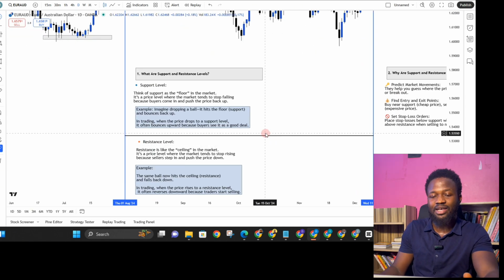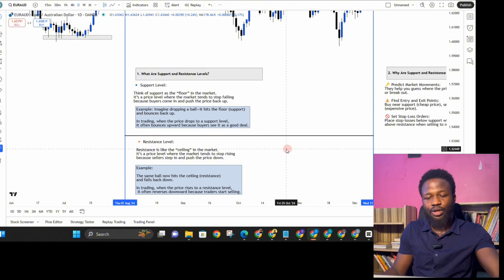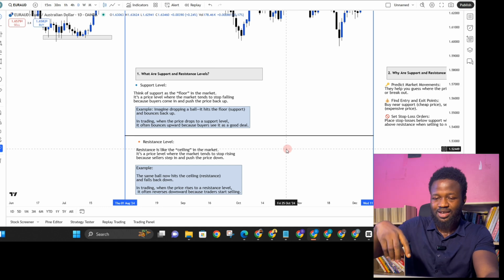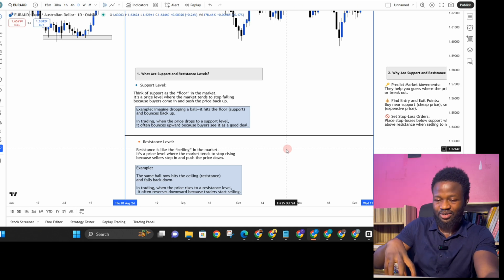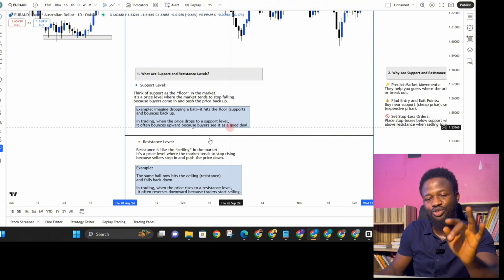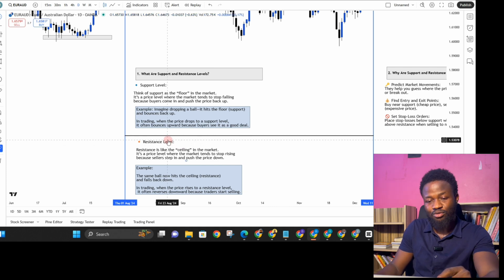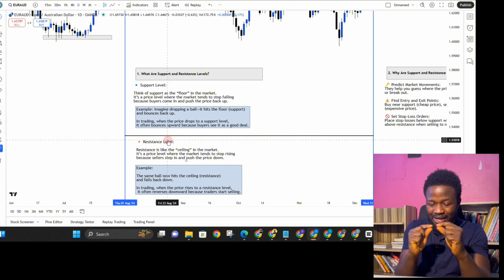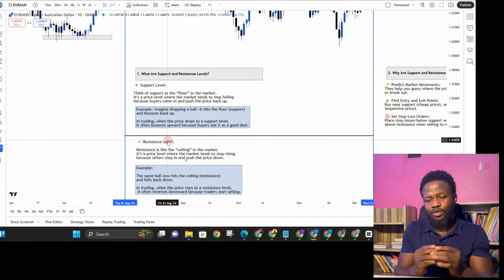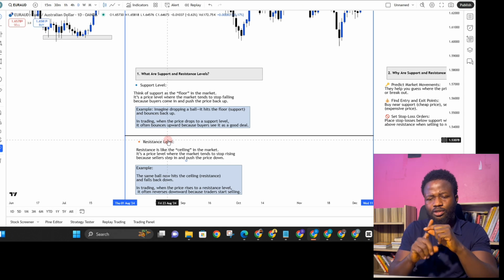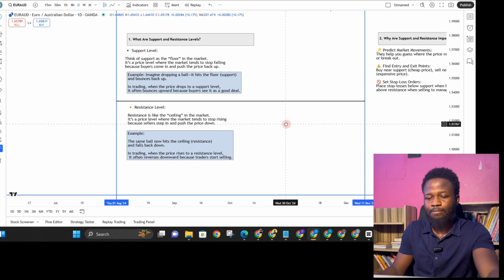So let's use a real life example. Imagine dropping a ball, right? I should have brought a ball for this course. Imagine dropping a ball and it hits the floor. That is the support, floor support, and bounces back up, right? Basically. So in trading, when the price drops to a support level, it bounces back upward because what? Buyer sees that place as a good deal. You feel like, oh, every time it came here, it goes back up. Oh, it's coming again. Let's wait for it. Let's buy from there. Simple, right?